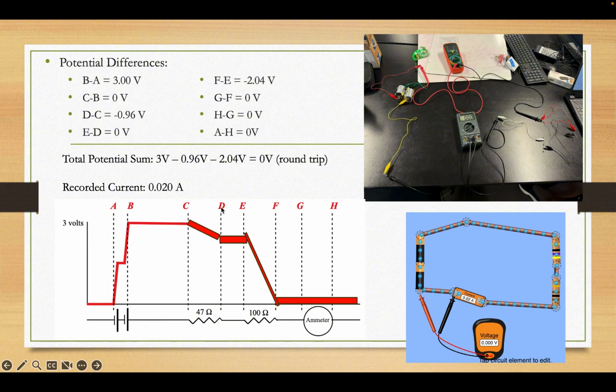It was consistent throughout. We also made this graph of the voltage at different points along the circuit. It started off at 0, and then we can see it increased, stayed constant, decreased a little bit by negative 0.96, stayed constant at 0, decreased by negative 2.04 over here at the bigger resistor, and then it was 0 for the rest of the circuit.